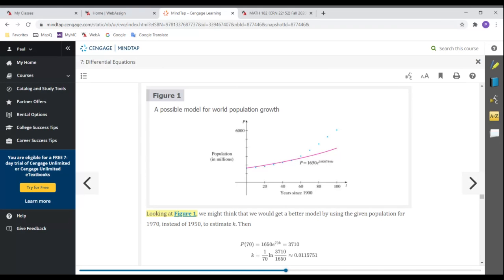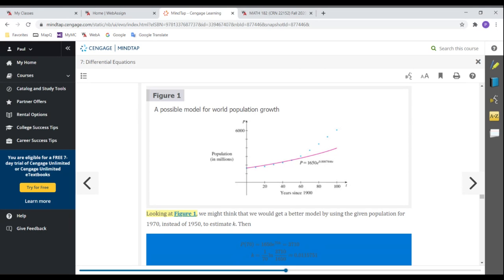If you take differential equations, Math 282, which I'm teaching incidentally next semester, you'll see how we can find a better model for this population growth. All right, let me stop there. Are there any questions at all?